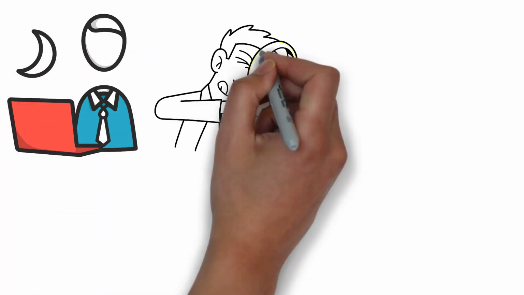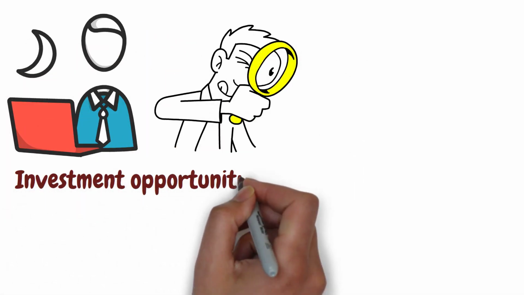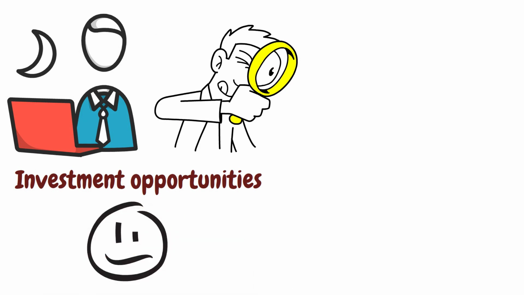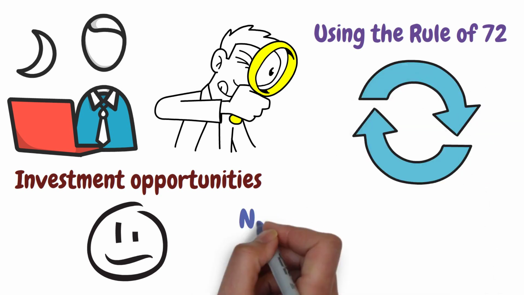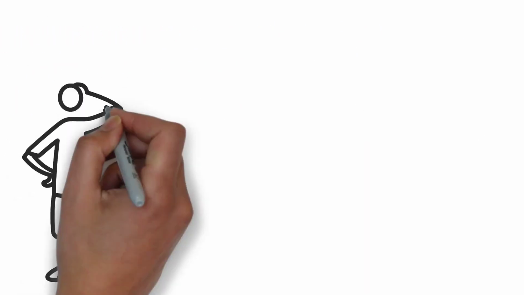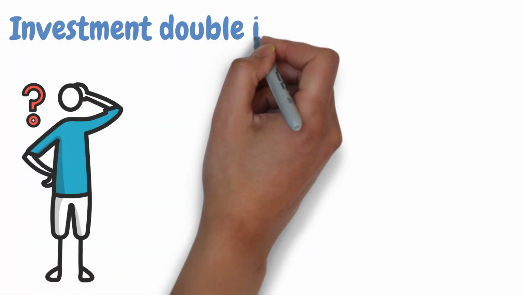Now, some of you may go online and look at investment opportunities and feel confused by the interest rates offered to you. In such a scenario, try using the rule of 72 in the opposite way. Basically, we are going to input the number of years into the double variable instead of the annual interest rate variable. So let's say you want to see your investment double in 9 years.